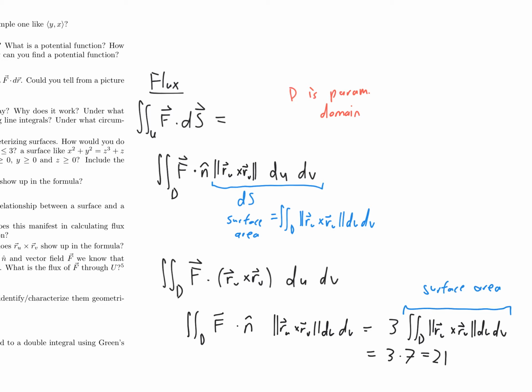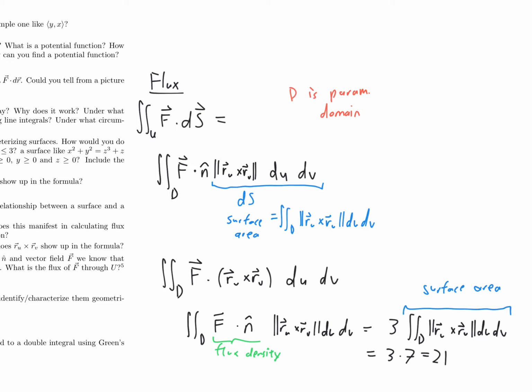This F dot n is sometimes called flux density. You can think of it as the amount of flow through per unit area. So if that's constant, you can just multiply the flow through per unit area times the area to get the total flow through, to get the total flux.